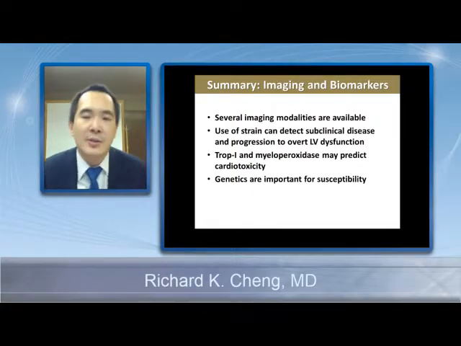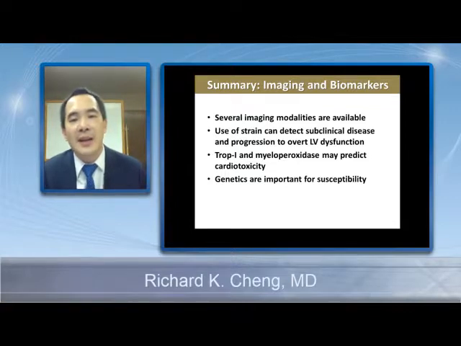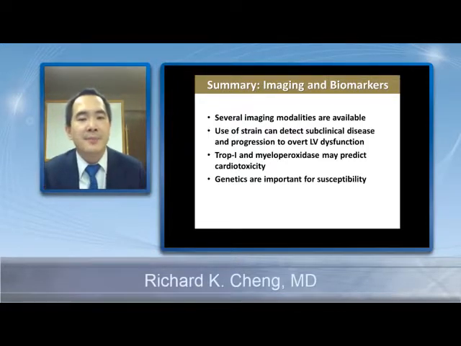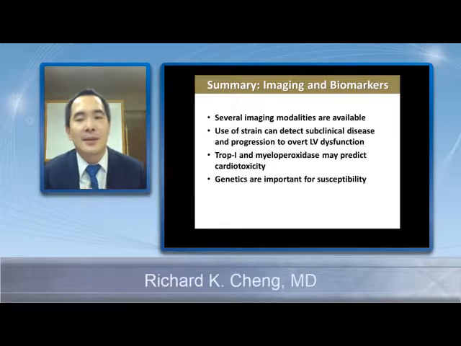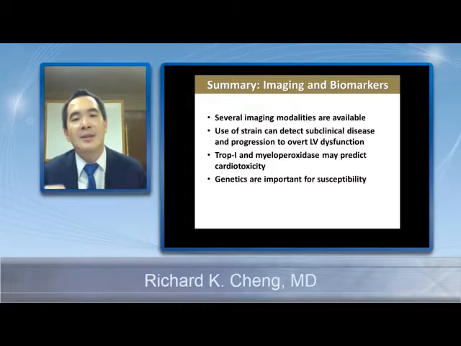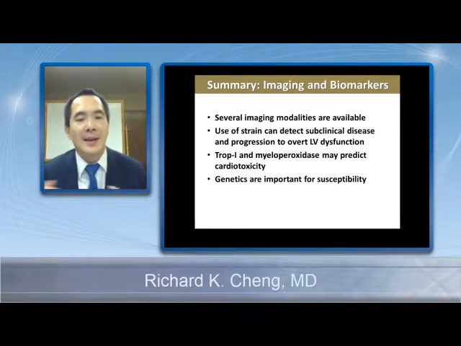So in summary, in terms of imaging and biomarkers, we have a number of different imaging modalities available. I talked briefly about the benefits of each. Clinically, we tend to use a lot of echo because this is readily available. There's no radiation involved. We can use strain, which is a submodality of echocardiography, because this can detect subclinical disease and progression to overt LV dysfunction even before your patient has clinical LV dysfunction. Before they have heart failure, strain can detect early cardiotoxicity, and you can try to intervene at that stage.